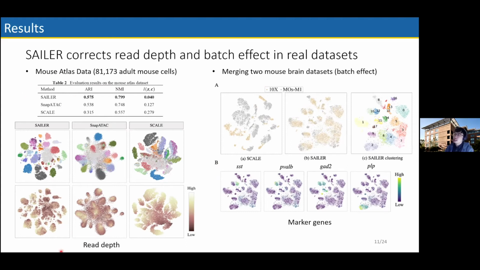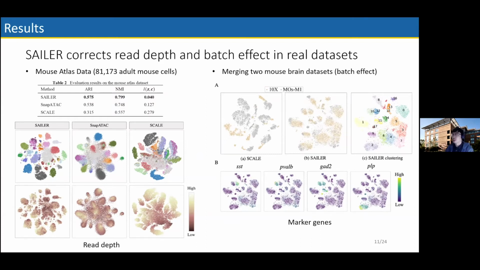And in terms of clustering metrics, both from the embeddings and the quantitative measures, we can see that SAILOR is achieving better embeddings and getting higher ARI and AMI scores. These metrics basically evaluate how good the embedding is. And also, SAILOR achieves the lowest mutual information between the latent representation and the confounding factor, and this can also be observed from the visualization of read depth. The mixing of read depth is very good for SAILOR. For SCALE, it doesn't have a specific mechanism to correct read depth, so you can observe this high to low read depth distribution within clusters.